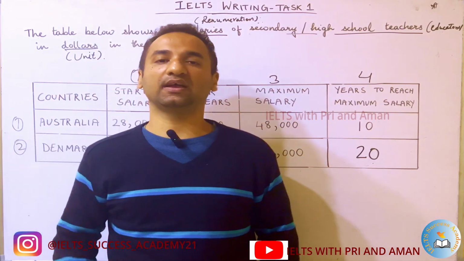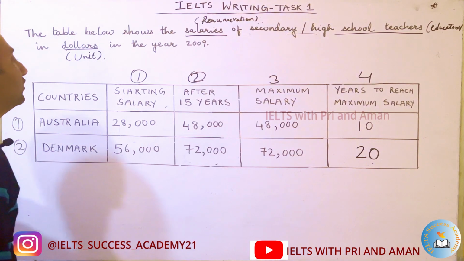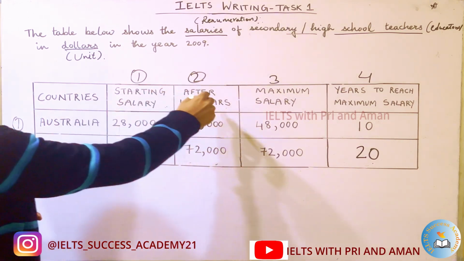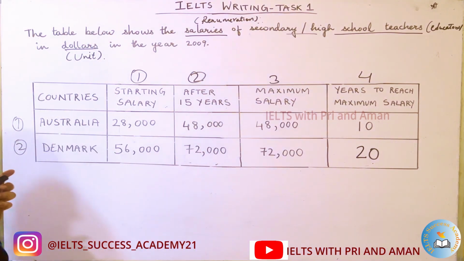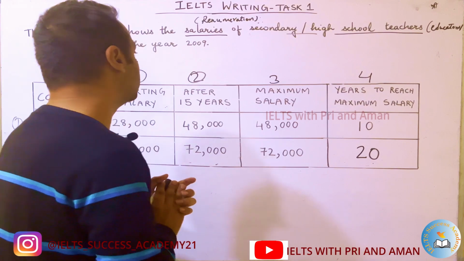So the first tip is understand the table. Thoroughly understand the information presented in the table, including headings, categories, and data trends. Okay, so we have highlighted all the categories: starting salary after 15 years, maximum salary, and years to reach maximum salary. Now let's go to tip 2.